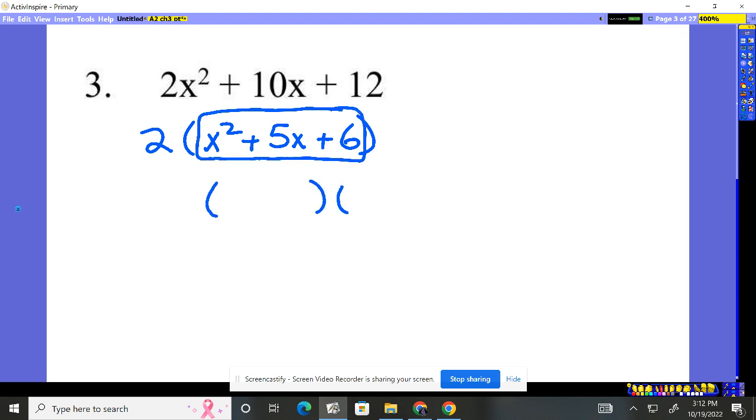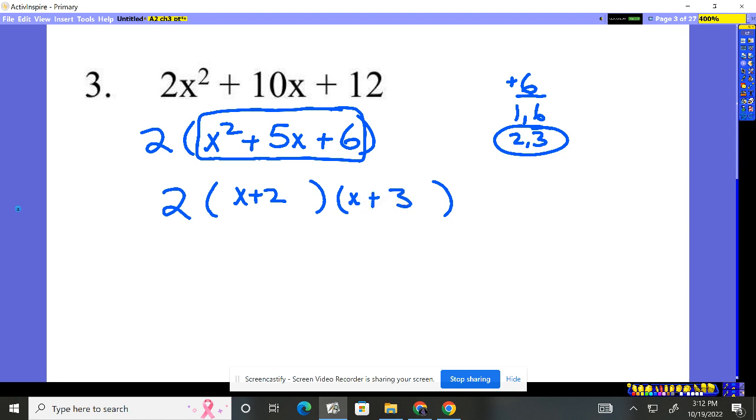What does that break down to? There's going to be a 2 in front, and then I'm going to have my two binomials. So what multiplies together to give us 6? 1 times 6 and 2 times 3. Again, everything's addition, so the only way to get a positive 6 is either both are positive or both are negative. And in this case, it's going to be the 2 and the 3 would give you that 5 in the center. So it's an x plus 2, x plus 3.